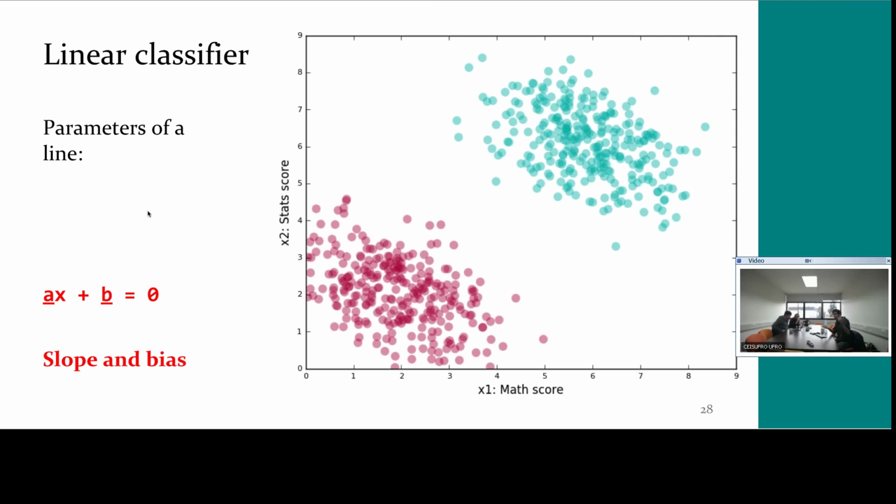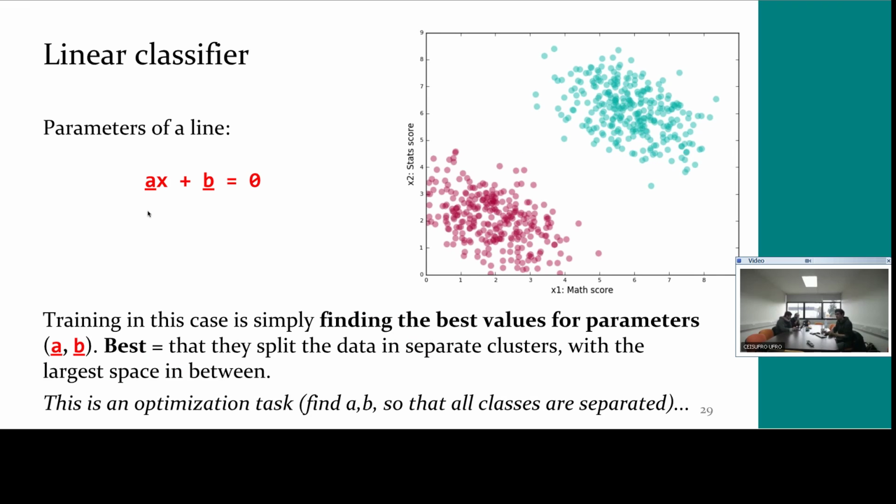So if we actually called the line before our model, then these are the parameters of the line, and these are the parameters of our model as well. So if we are training the model, meaning trying to find the best separating line, we are actually training these 2 parameters. Training in this case is simply finding the best values for the parameters A and B, and best in this case is the one that is splitting it with the largest split between.